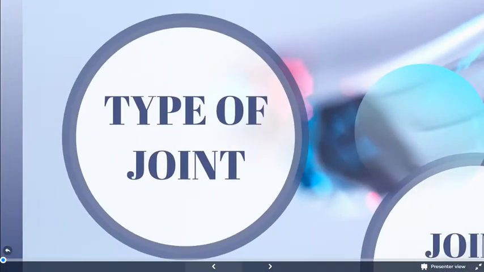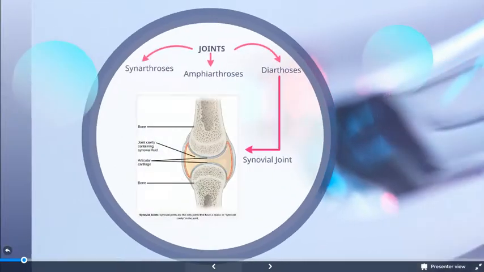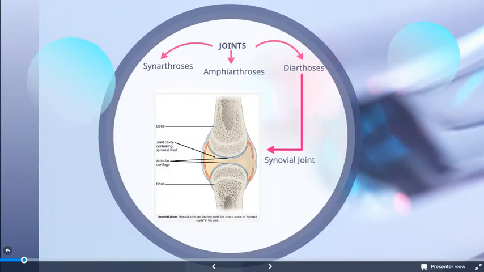Within the joint, there are three categories of joints based on mobility. Synarthrosis joints are immovable, amphiarthrosis joints perform slight movement, and diarthrosis joints are free moving. The knee joint is considered to be diarthrosis, and more specifically can be classified as a synovial joint.